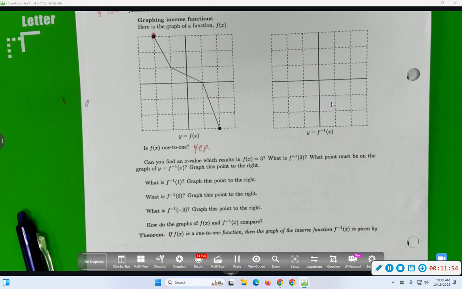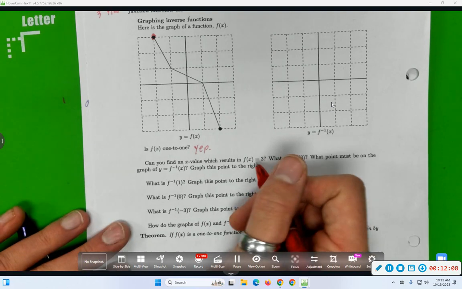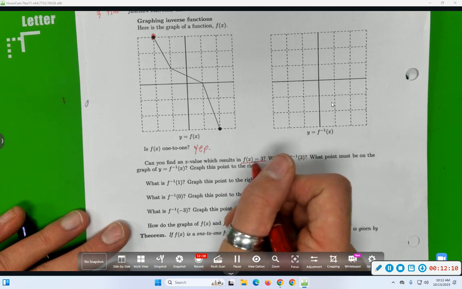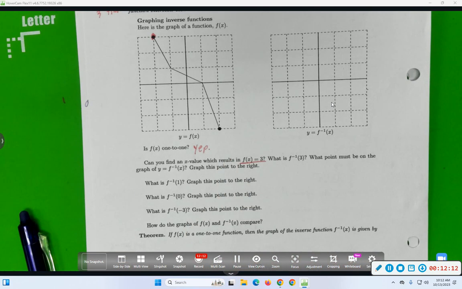Here's what I'm going to try to do. I'm going to try to go from this graph to the graph of the inverse function. I'm going to do so by seeing where the inverse function sends some particular sample points. And let's proceed. So let's start by answering this question. Looking at the original graph, can you find an input value that that graph sends to an output value of 3?